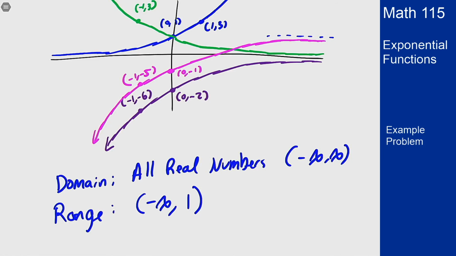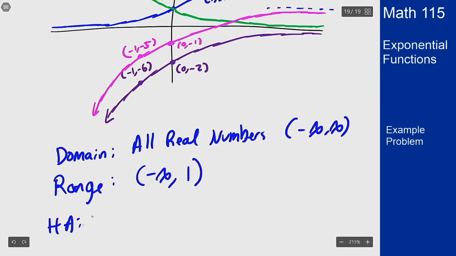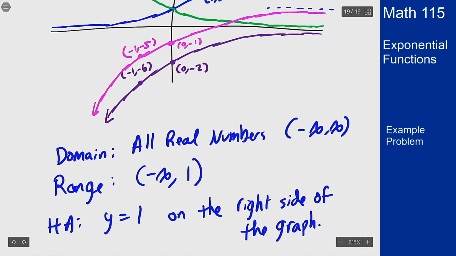And like I mentioned before, the asymptote here is at y equals 1. And that's an asymptote when you're going towards plus infinity. On the positive side of the axis is where the asymptote happens. y equals 1 on the right side of the graph. There is no asymptote on the left side of the graph because that's where the graph goes off to infinity.